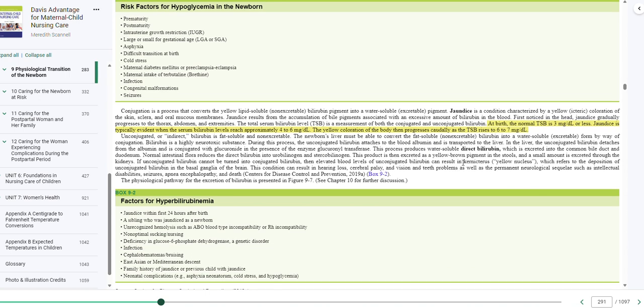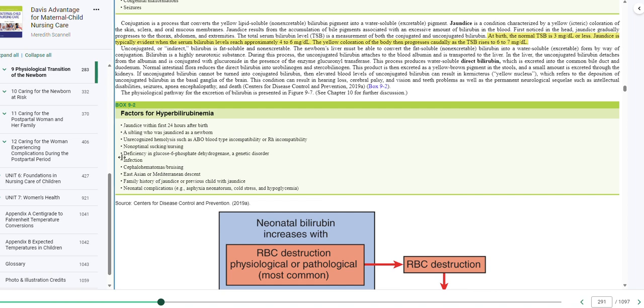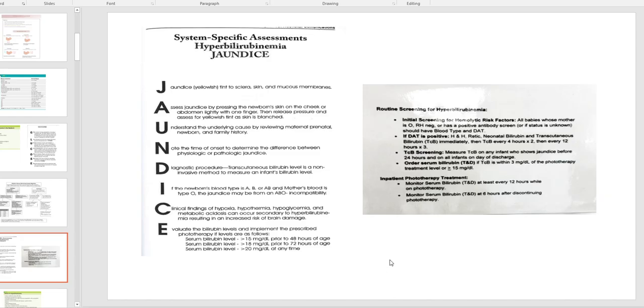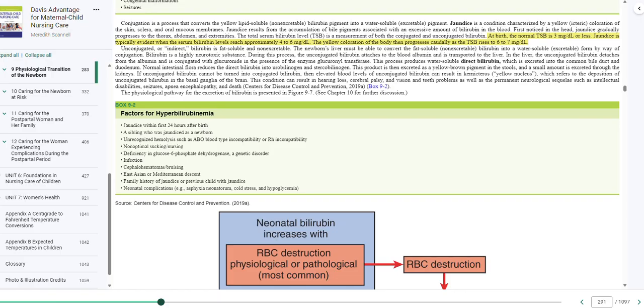Be familiar with this term as well and the disposition of it, okay? And there's some factors here listed for hyperbilirubinemia. All right. This is a routine screening from Archbold as well, and how they screen for hyperbilirubinemia, just to look at all of this. The phototherapy treatment, when they start treating, and they start treating with a level of 15 or greater.